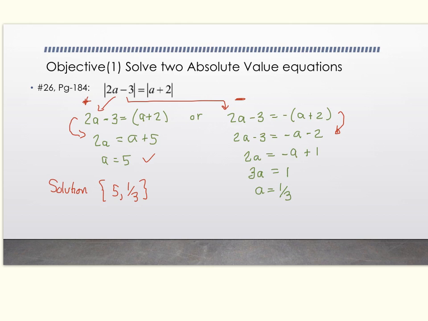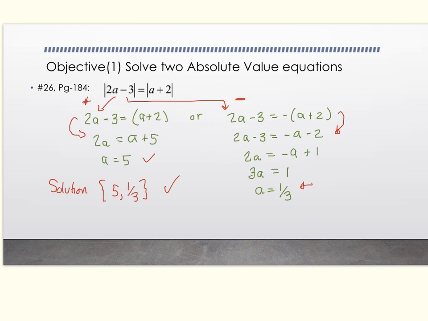2a is equal to negative a plus 1, and so then we end up adding a to both sides. We get 3a is equal to 1, so a is equal to 1/3, and both of these solutions work, so we get 5 and 1/3.